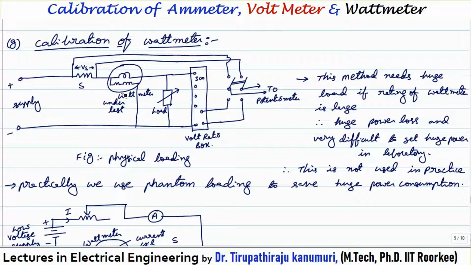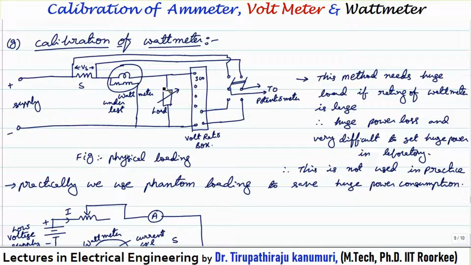In order to supply this wattmeter, let us assume it has some 1000 watts rating. That means your load should vary from 0 to 1000 watts. So for 1000 watts of loading, physically this load is consuming the power from your supply. When the rating is less, it can be easily supplied in the laboratory also. Let us assume your wattmeter rating is 100 kilowatt or 1000 kilowatt. When it is of very high value, there will be huge power loss in the load if you are physically loading it. And the second one, supplying that much huge value of load may not be practical in practice.